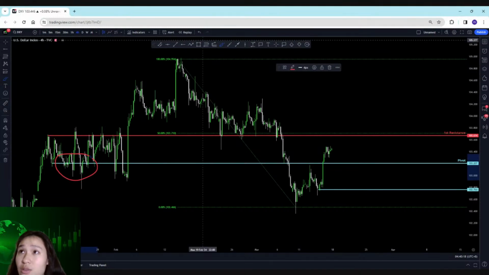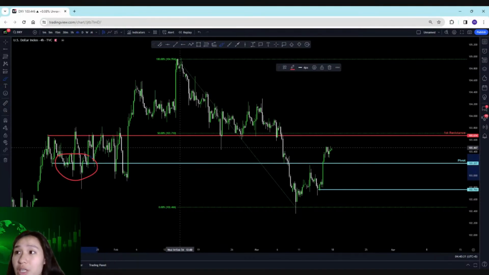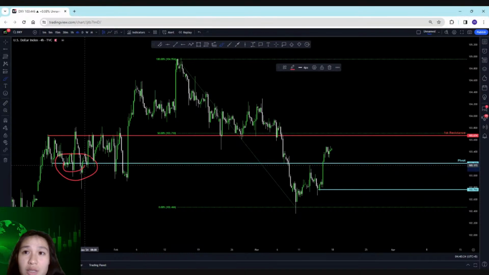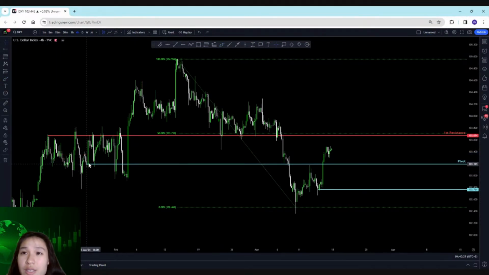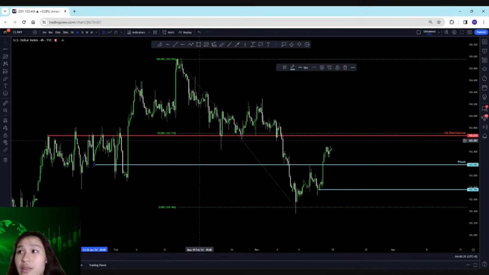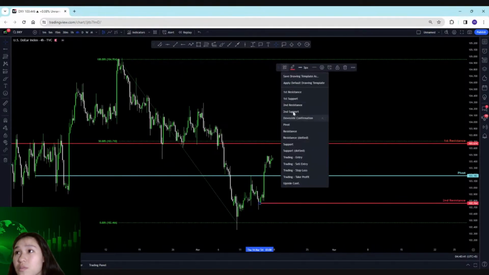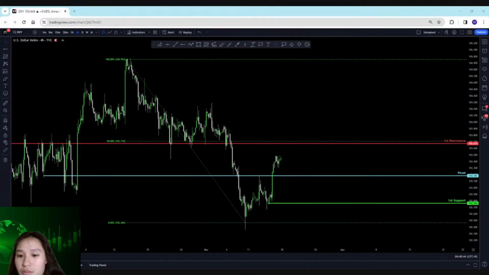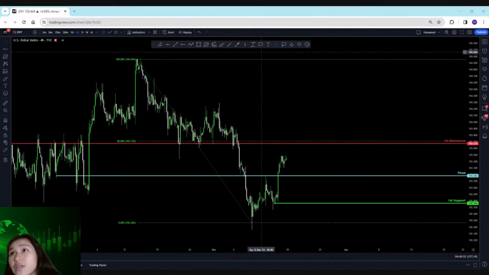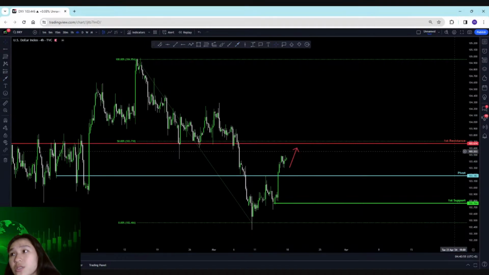It's cutting too many candlesticks. If you're cutting just the wick, that's fine. But if you're cutting too many bodies like you see over here, that's a bit too messy and we want to avoid that. It makes it less effective. So I'll just leave it here instead, and my first support over here. Over here, we're expecting price to continue upwards towards our first resistance.